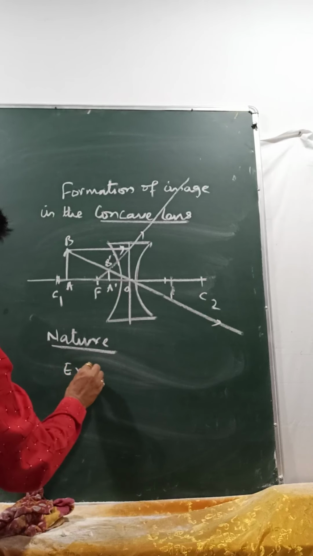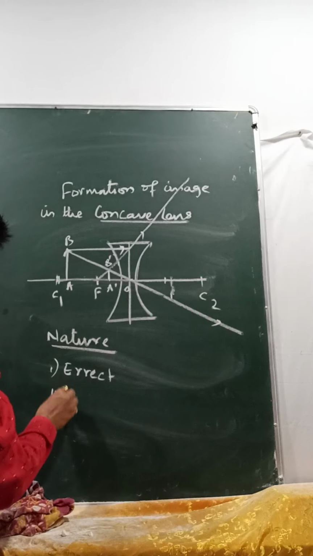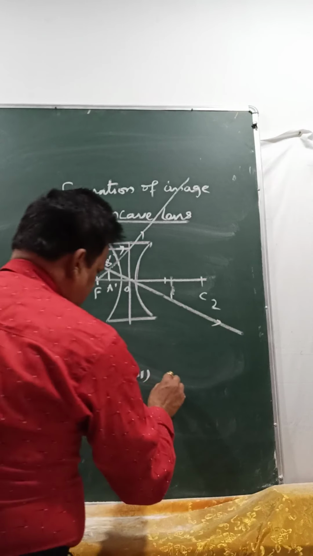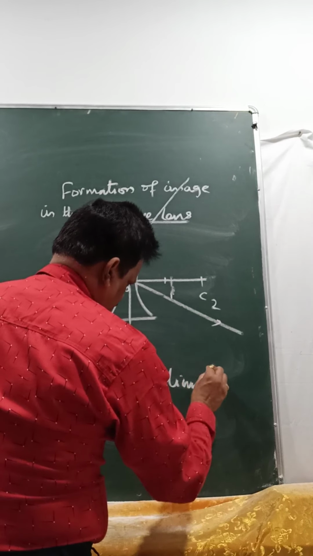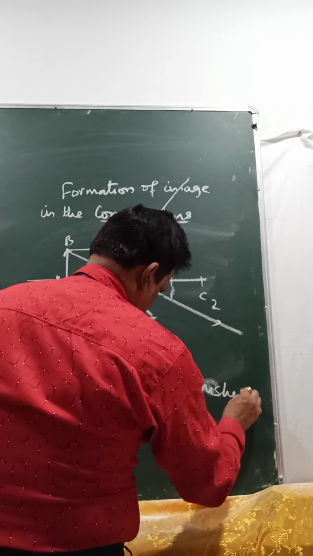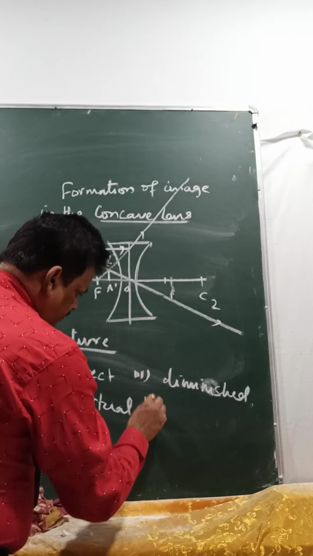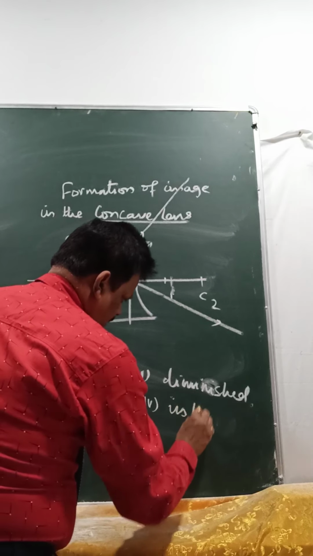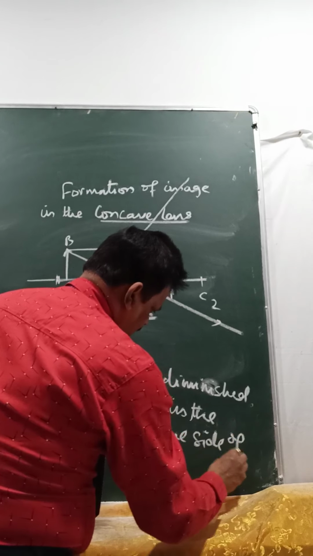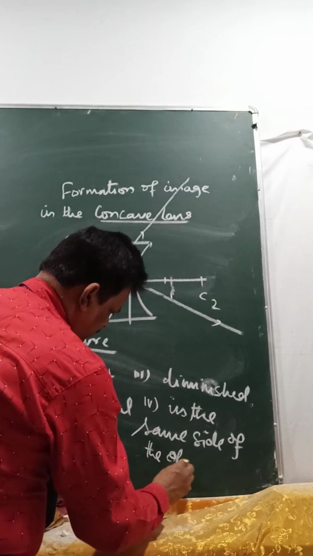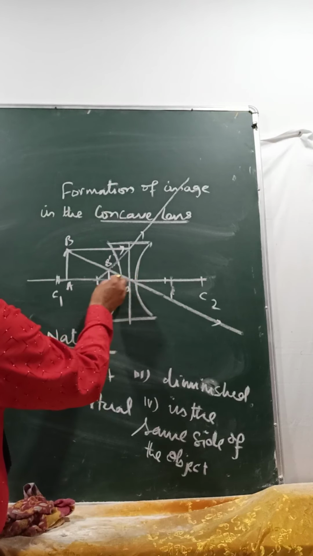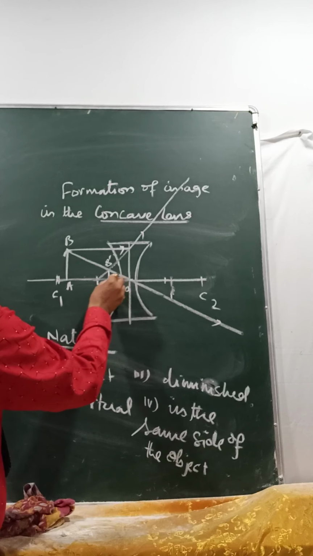So nature is erect, virtual, diminished, and same side of the object.